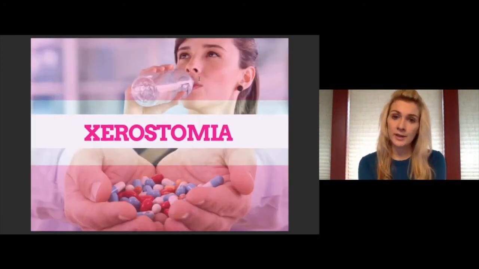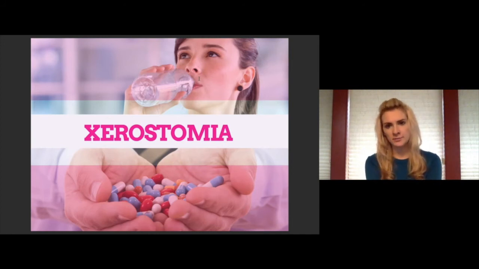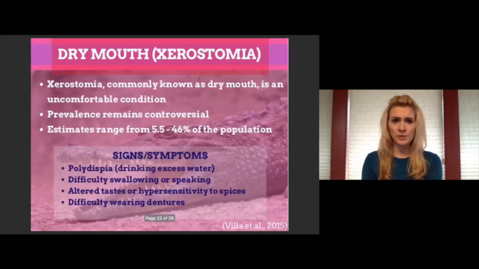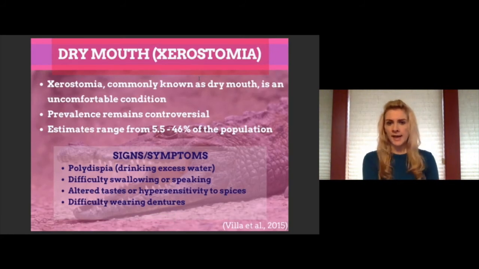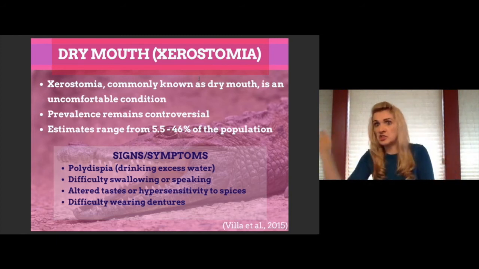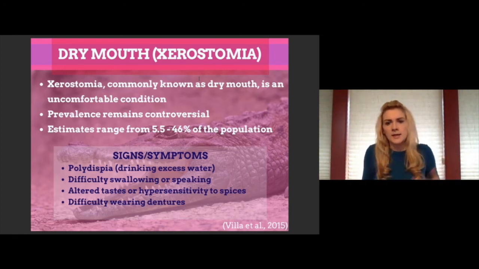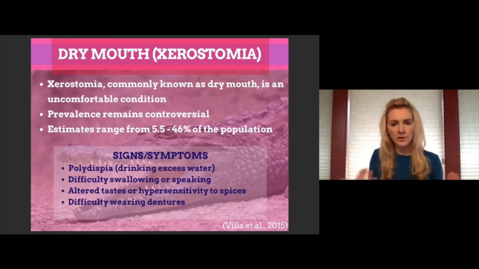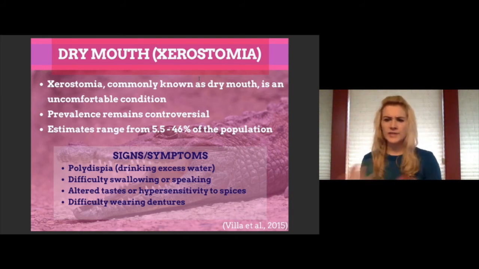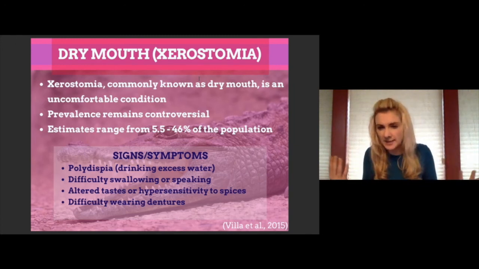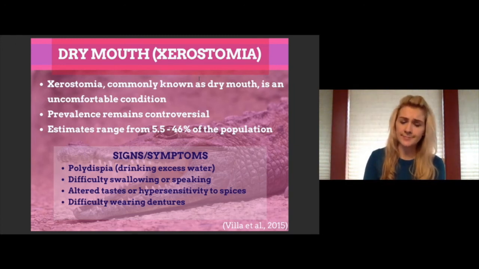Xerostomia is another very common condition. What is xerostomia? It's dry mouth. And it's actually a very uncomfortable and oddly common condition experienced by children and mostly adults. The prevalence remains controversial. Estimates range from 5.5% of the population to almost 50% of the population. Signs and symptoms include polydipsia, or drinking excess water, difficulty swallowing or speaking, altered taste or hypersensitivity to things like spices, or difficulty wearing dentures.